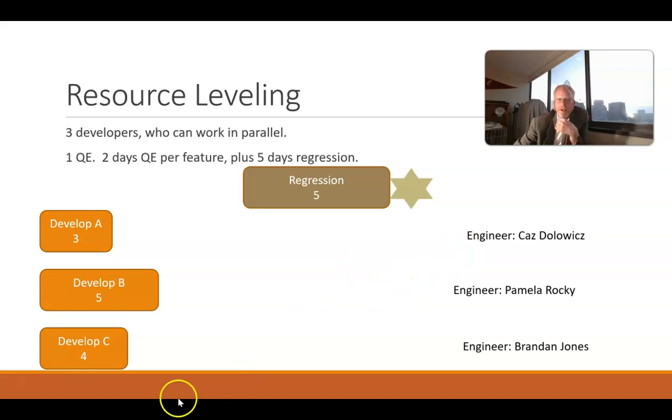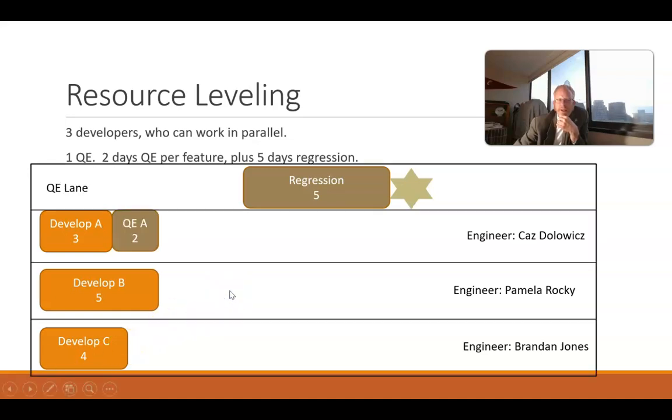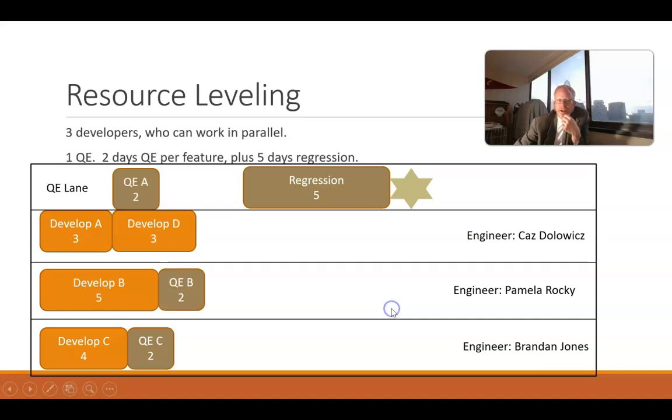So we all start day 1. Kaz starts on task A, which takes 3 days to complete. As soon as task A is complete, we have the 2 days of QE for that, so Kaz passes that off to the QE lane and starts working on task D. Now, that's at the end of day 3. At the end of day 4, I finish up with task C. And guess what? I have my 2 days of QE, so I pass that up to the QE lane. And then at the end of day 5, Pamela has finished task B, and there are 2 days of QE there.